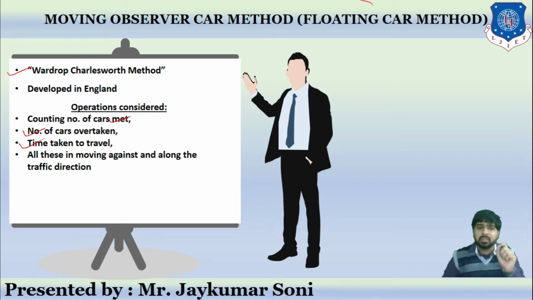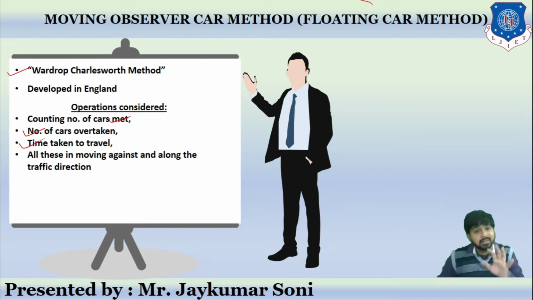The name of this method is the moving observer car method. Another name of this same method is the Wardrop-Charles method. It is also called the floating car method. This method was developed in England. In this method, we take the volume count in the same direction where we are traveling, in the opposite direction, the number of vehicles that are overtaking our vehicle, and the number of vehicles by which we are being overtaken. All these things we are going to cover.